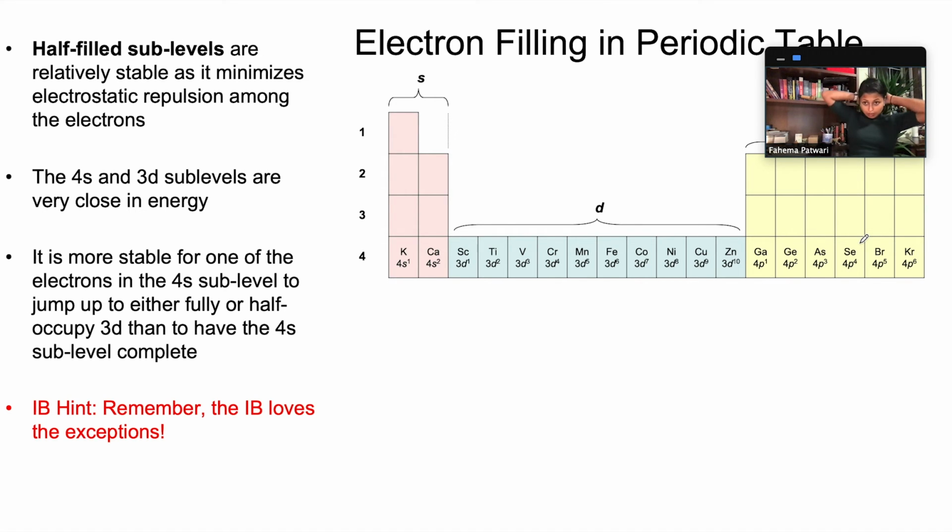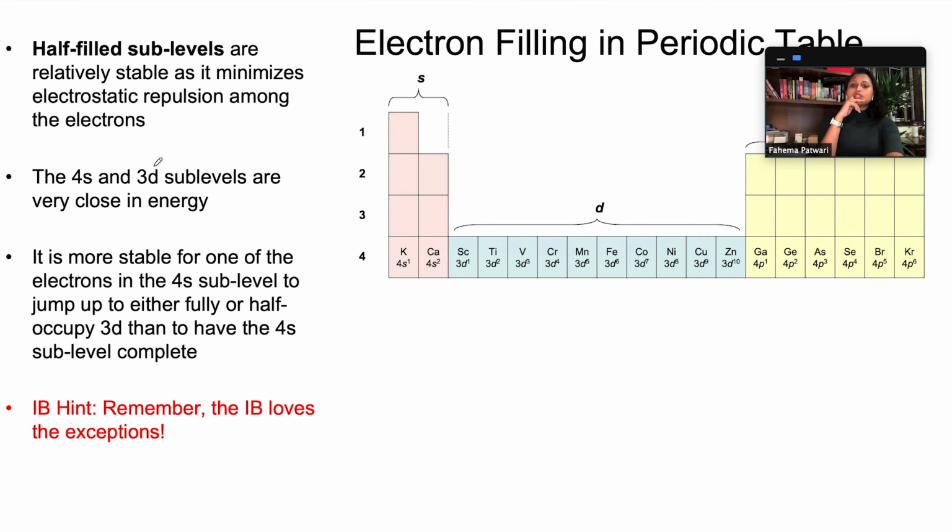Half full sublevels are relatively stable because it minimizes electrostatic repulsion among the electrons. Electrostatic repulsion is basically the repulsion between two negatively charged particles, right? They push each other away, or also theoretically two positively charged particles. But since we're talking about electrons, if you have 5 orbitals and each of those only have 1 electron in them, they're stable, right? Because they're not being pushed into proximity.